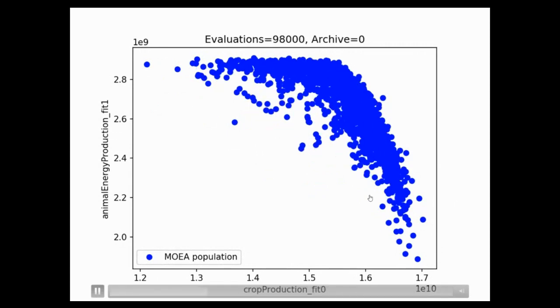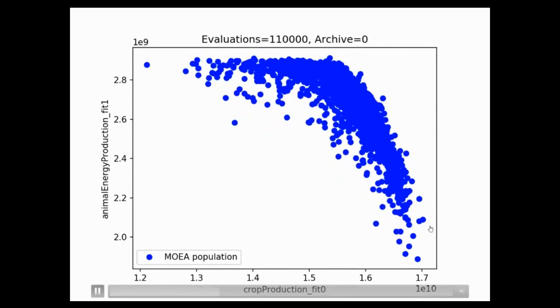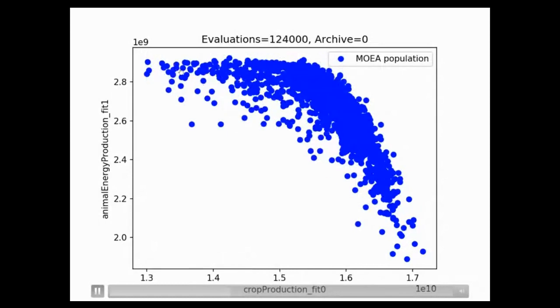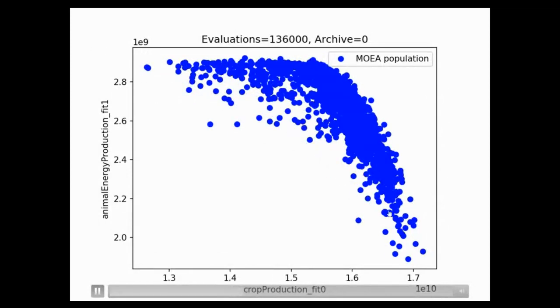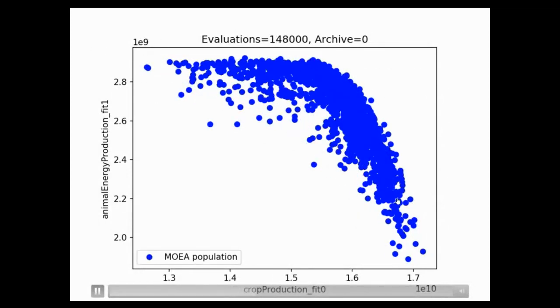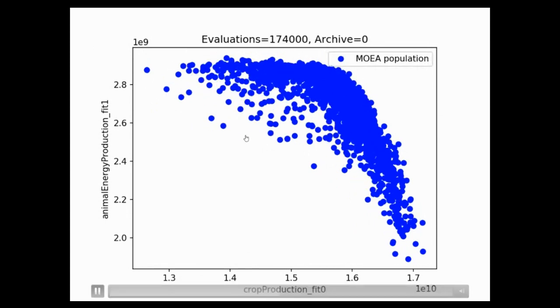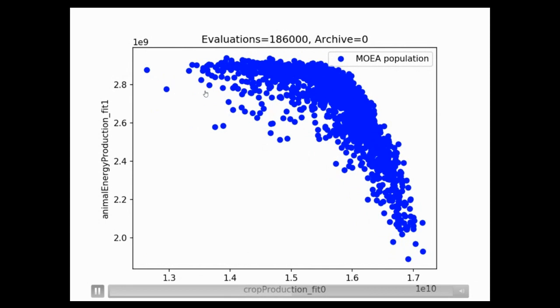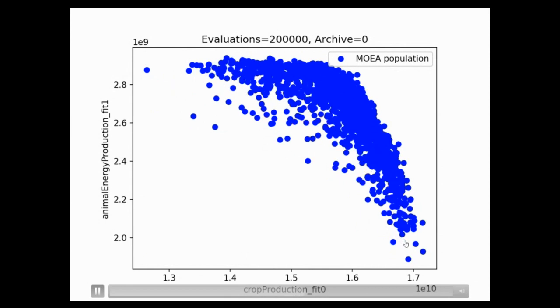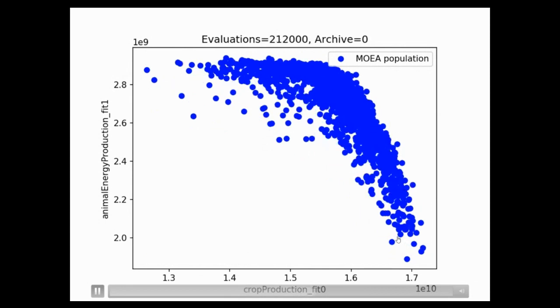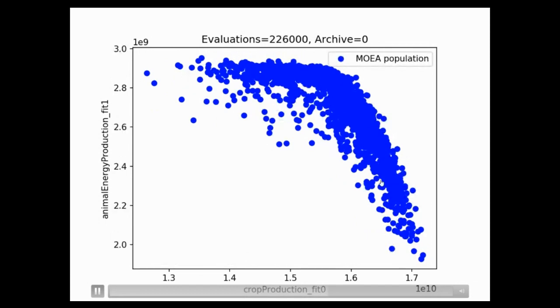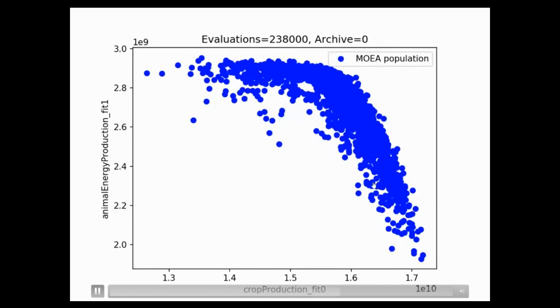As you can see, the shape of this cloud of points is not just a line like it was at the end of the evolution for the previous example, because the problem is 3-dimensional in the space of the objectives. So you have a third objective, which is the carbon sequestration, that the algorithm is also optimizing, but here it is not visualized.